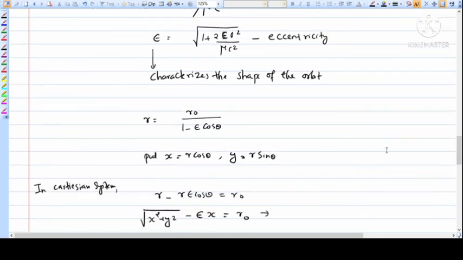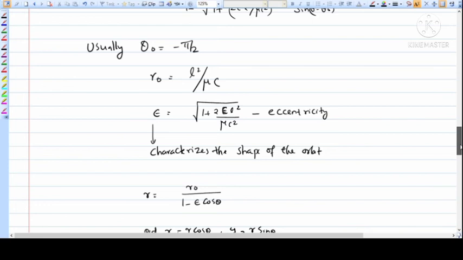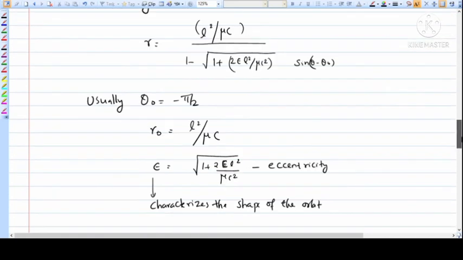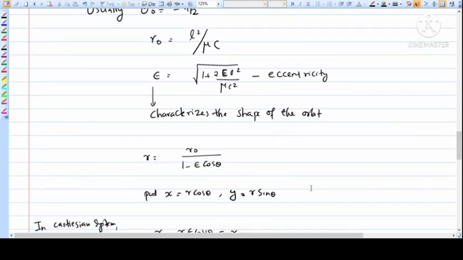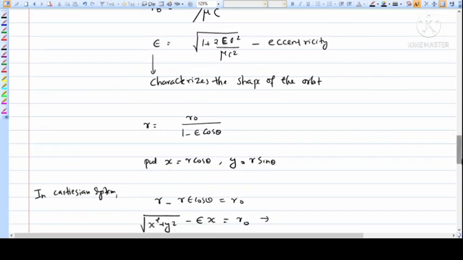You do it yourself, and solving for r from this equation, you will get r is equal to L square by mu c divided by 1 minus root of 1 plus 2 E L square by mu c square, times sin of theta minus theta 0. Conventionally, we take theta 0 is equal to minus pi by 2, and you put r0 is equal to L square by mu c, where mu is the reduced mass, and epsilon is equal to root of 1 plus 2 E L square by mu c square.